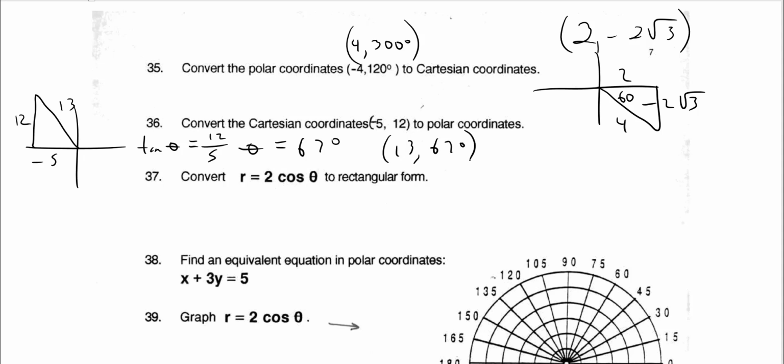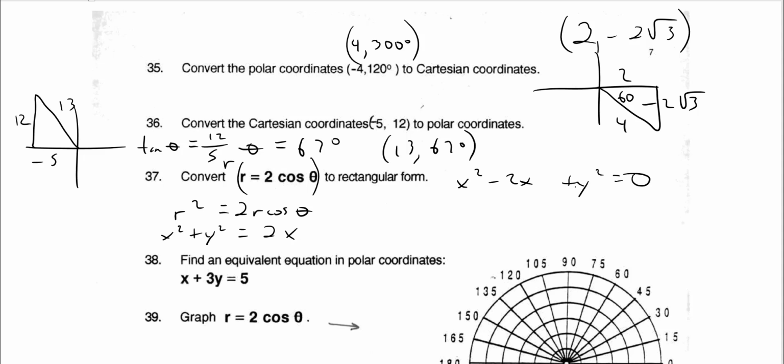Okay. Convert that to rectangular form. It's an equation. We just took a test on that, so you guys remember, multiply both sides by r. So it's r squared equals 2r cosine theta. That's x squared plus y squared equals 2x. And this is just completing the square, so I can move that over. So I get x squared minus 2x plus y squared equals 0. Half of that is -1, squared is 1, so it's x minus 1 squared plus y squared equals 1. Okay? So pretty easy. Find an equivalent equation.